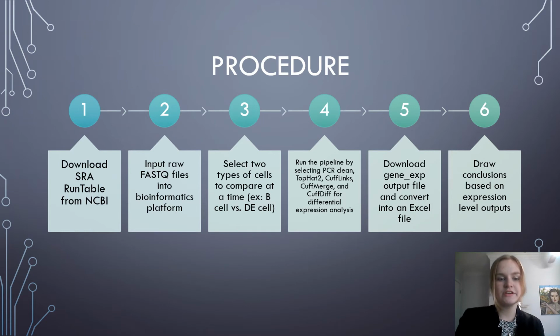Okay, for my procedure, first I downloaded the SRA run table from the bioproject in question. Then I input the files into my platform, selected 2 cell types with 3 samples each to compare at a time. Then I ran a pipeline.